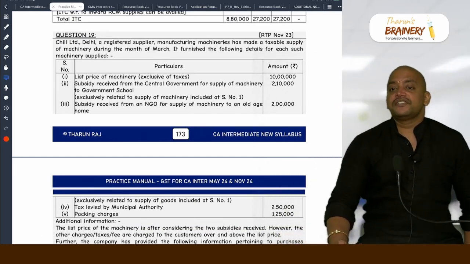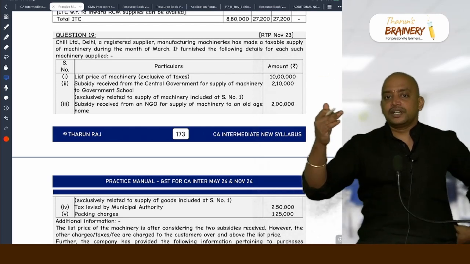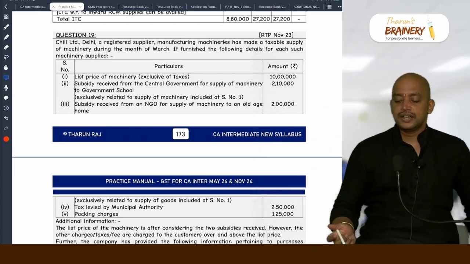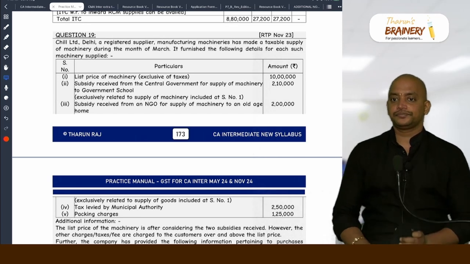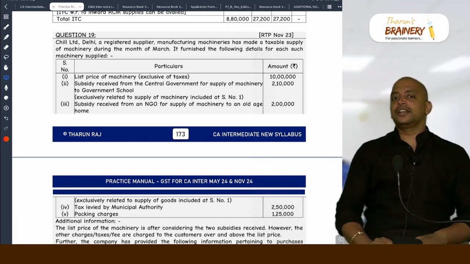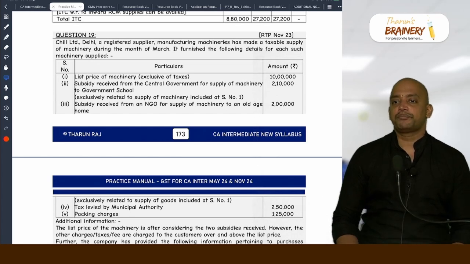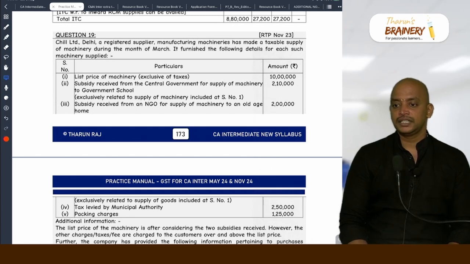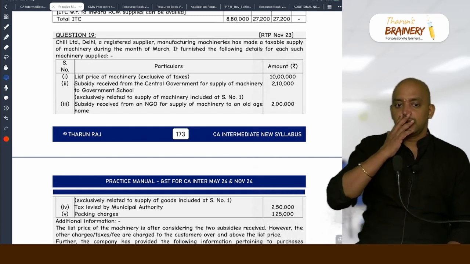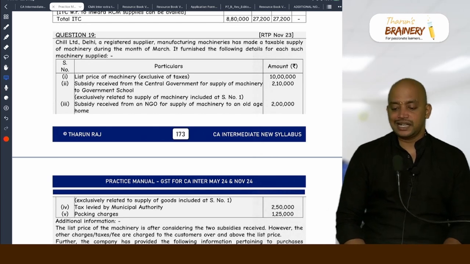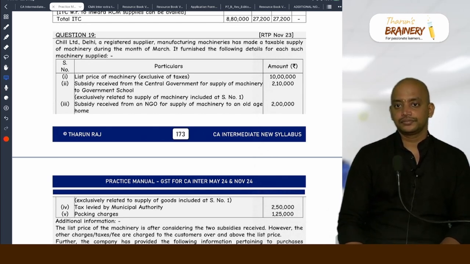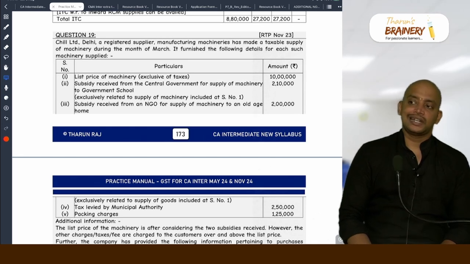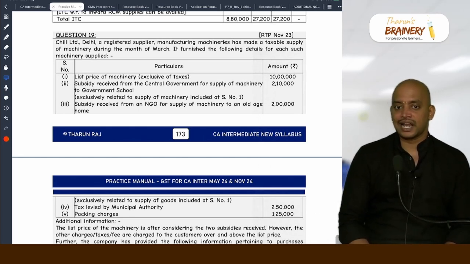So this is actually even before working note 1, before statement 1. This is like a working note before statement 1. So write down in your notebook, we will do this. First what we need to do, working note, computation of value of supply under section 15. First you will start with what? Transaction value. What is the transaction value given in the question? 10 lakhs.